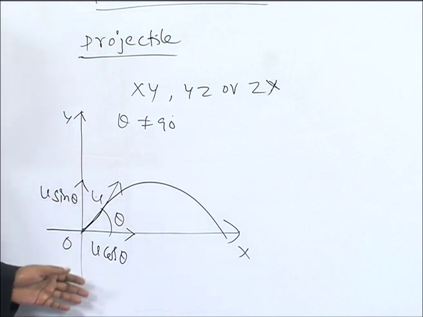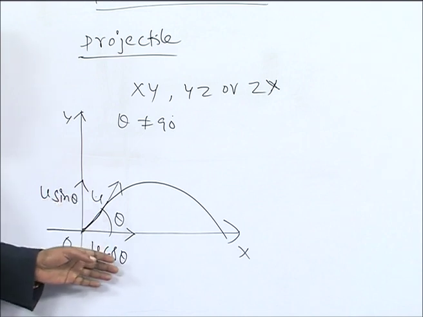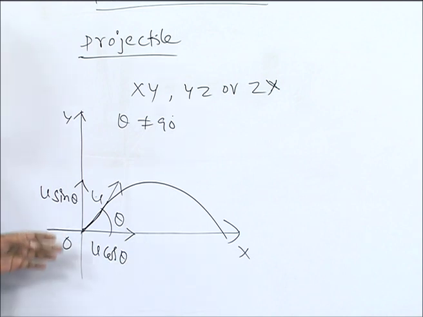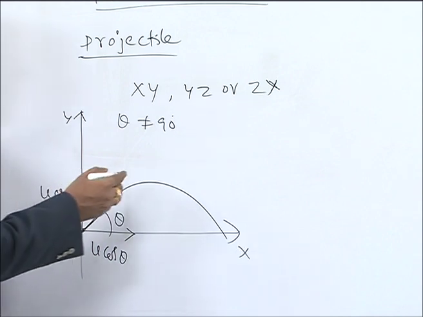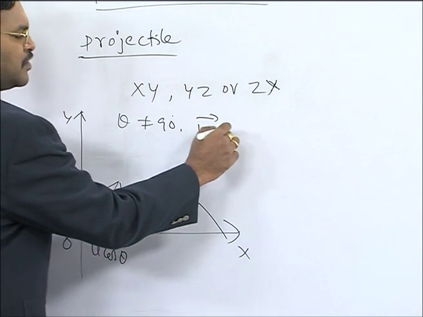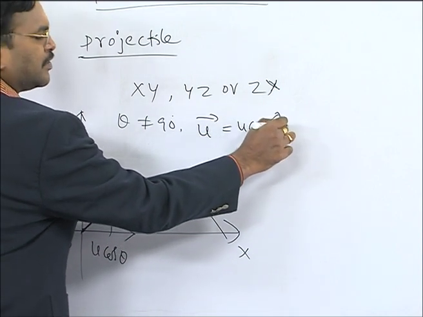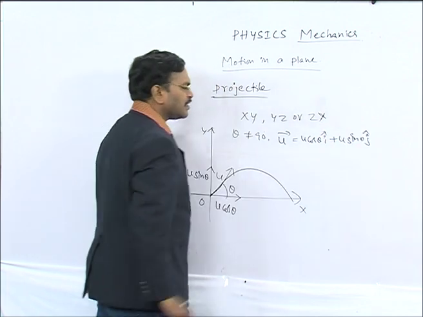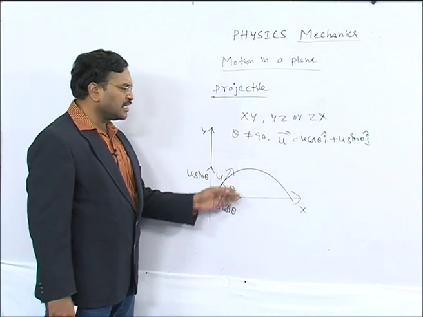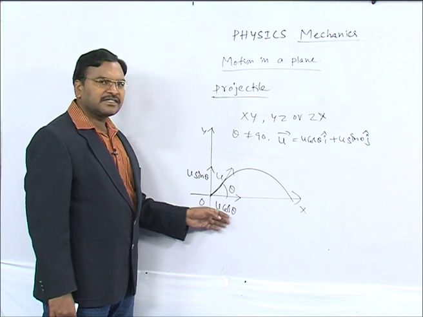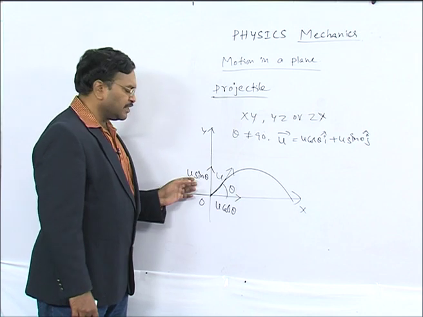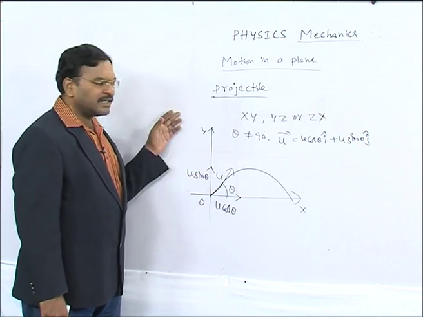Here velocity u is resolved into two components, u cos theta and u sin theta. u cos theta is along the x axis, so it is called the horizontal component, and u sin theta is along the y axis, it is called the vertical component. Here what do we write? Velocity vector u bar is equal to u cos theta i cap plus u sin theta j cap. This is the initial velocity vector. What is theta? Angle of projection. u cos theta is the horizontal component of velocity, and u sin theta is the vertical component of velocity.